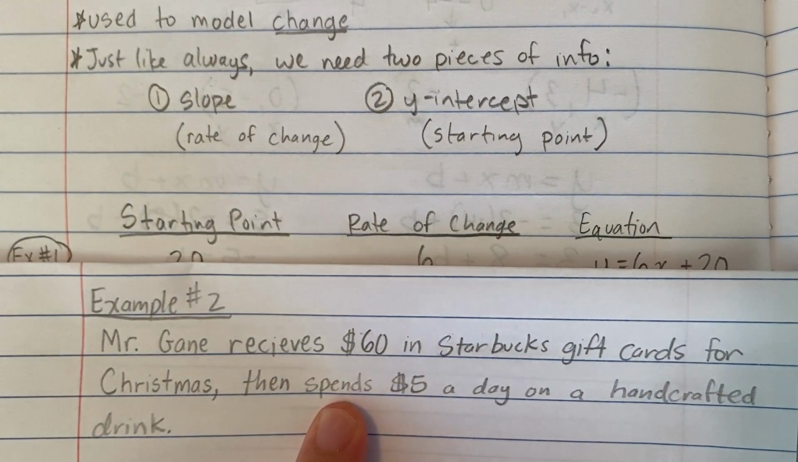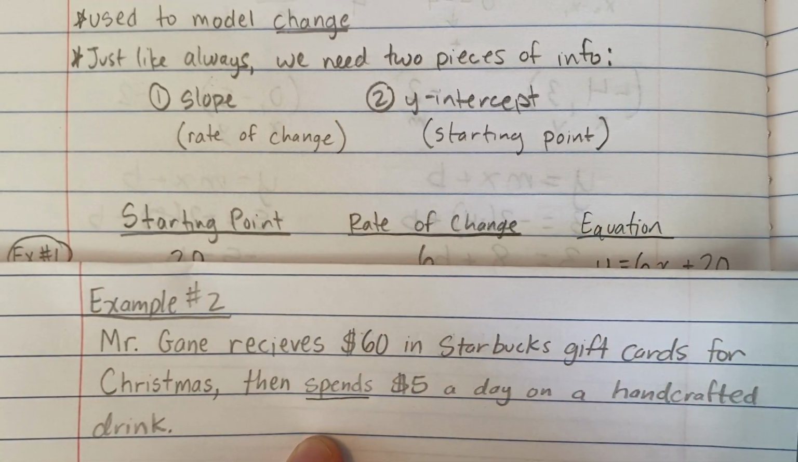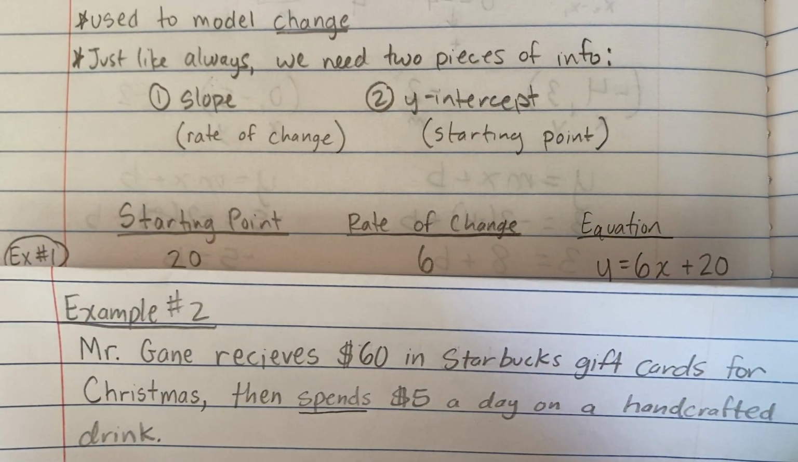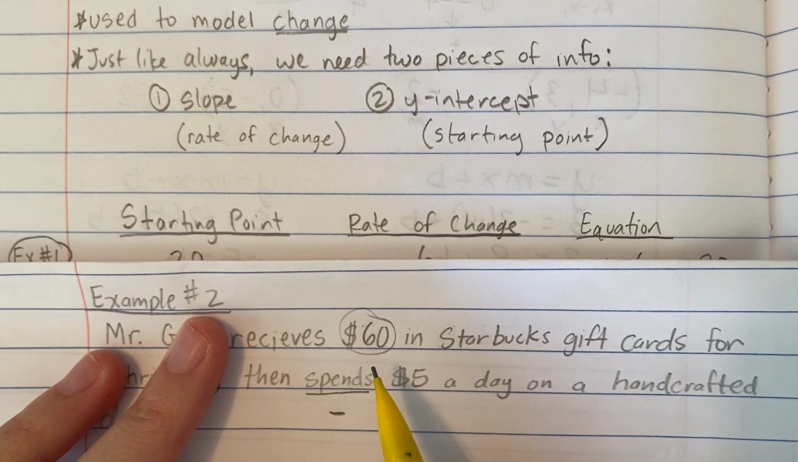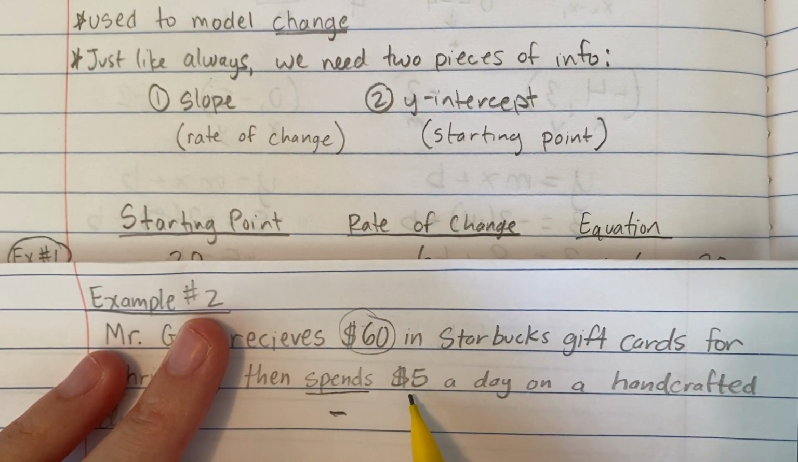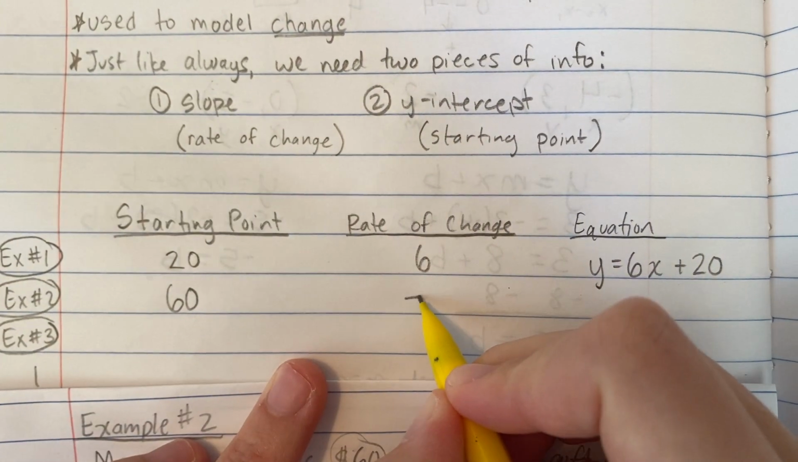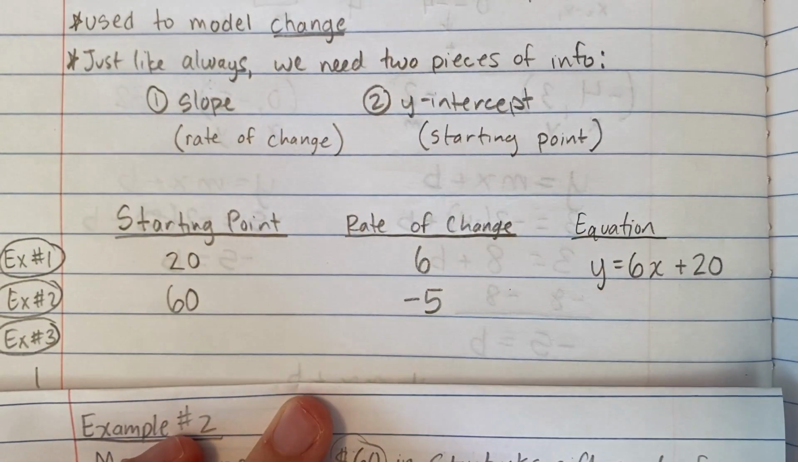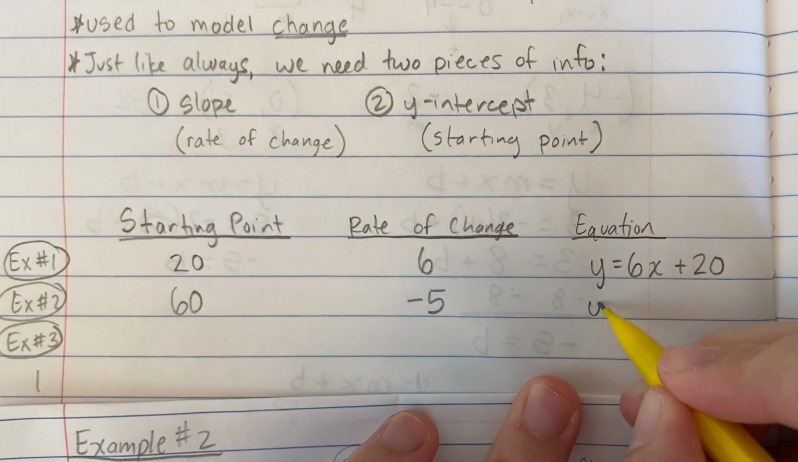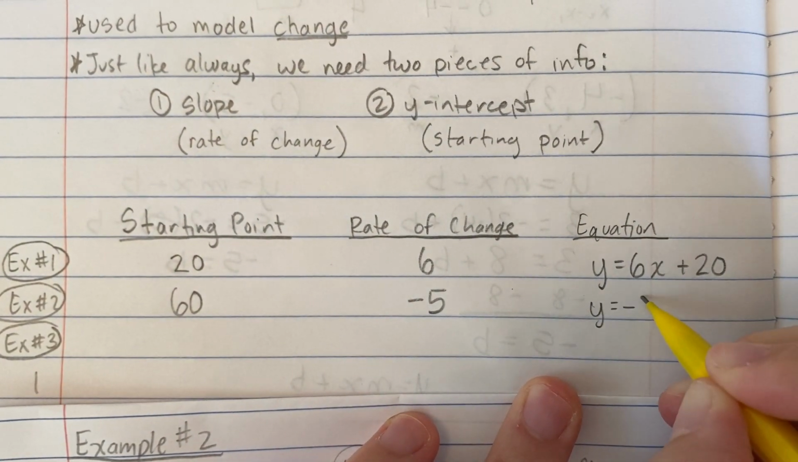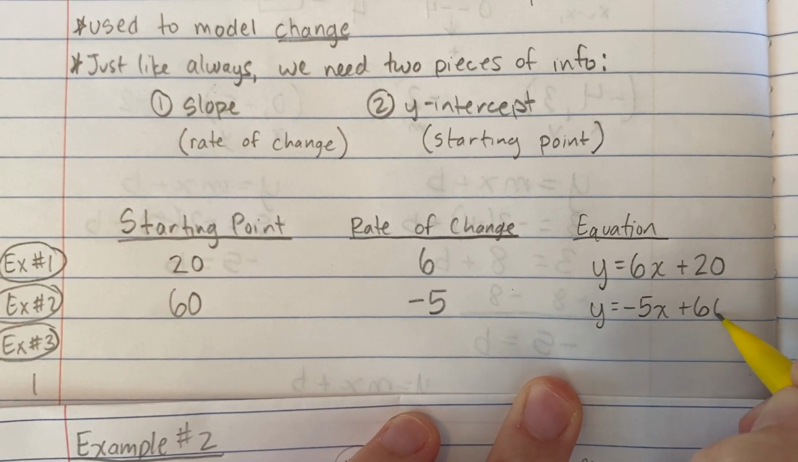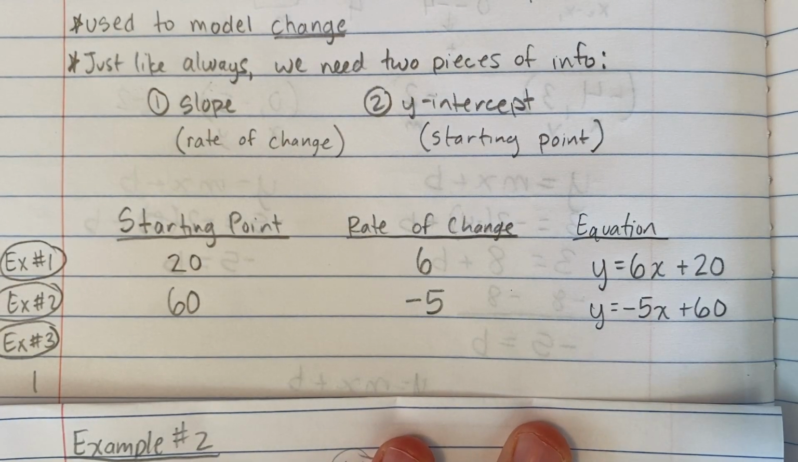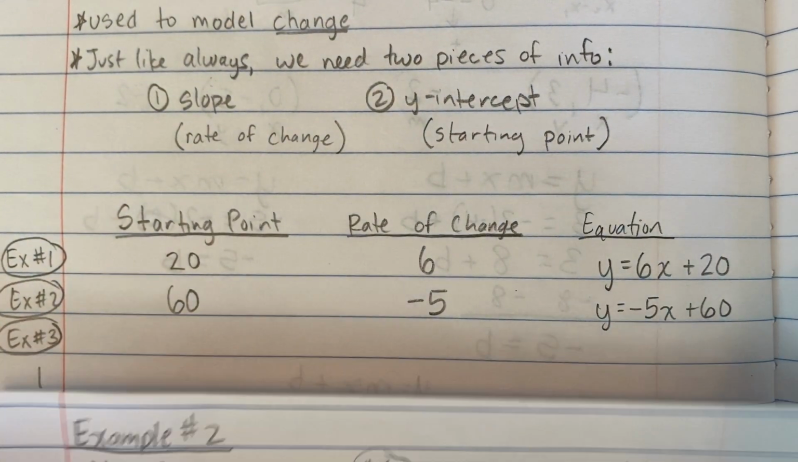Now, when he spends $5 per day, is he losing money or gaining money? He's losing money. So this number that he started with is going down. It's going down by $5 a day. So here my rate of change is -5. So when I go to write the equation, y equals -5x plus 60.